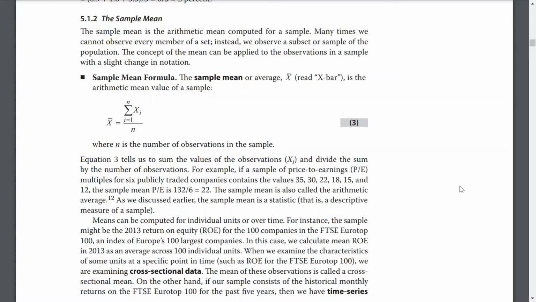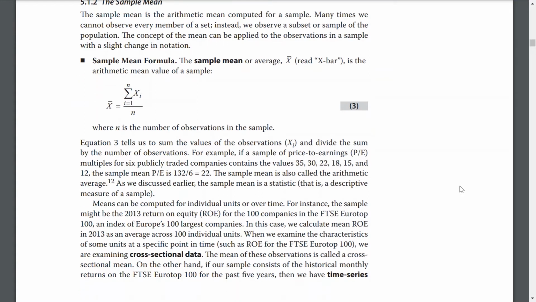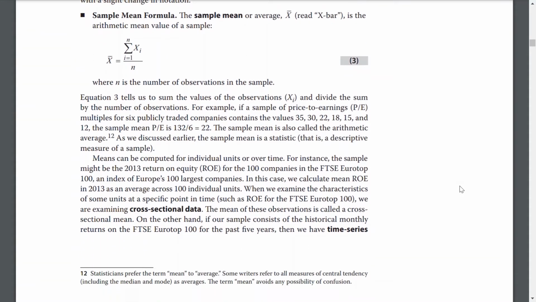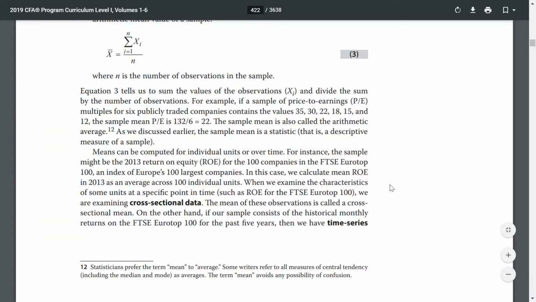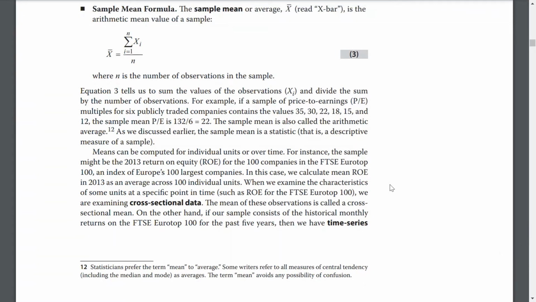Okay, so instead of using the whole population, we just use a sample of the population. It's really simple. Equation 3 tells us to sum the values of the observations xi and divide the sum by the number of observations. For example, if a sample of price-to-earnings (PE) ratios, the multiples of 6 publicly traded companies, contains the values 35, 30, 22, 18, 15, and 12, the mean PE is 132 divided by 6, which equals 22.